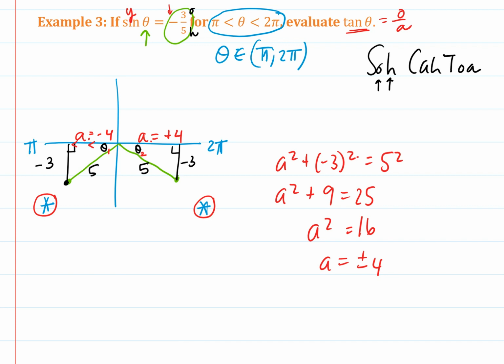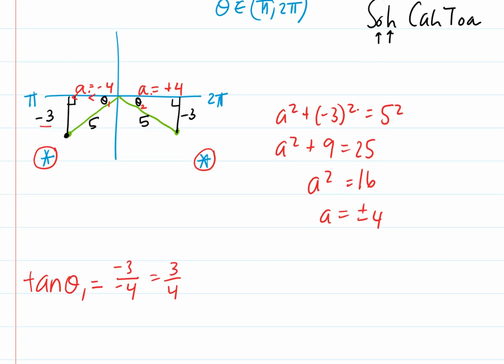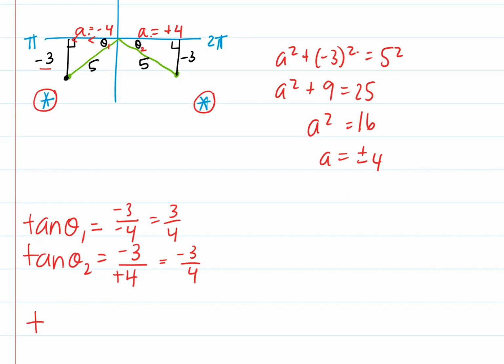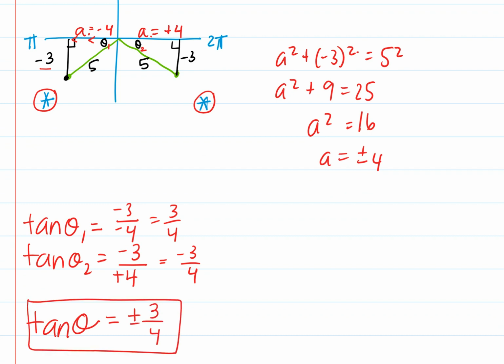So when we're saying what is tangent of theta, well, the tangent of theta 1 would be the opposite side, -3, over the adjacent, -4, which is 3/4. But the tangent of that other angle I drew would be the opposite, -3, over the adjacent, +4. So it's -3/4. So you can box these in here, your answers, or you could say more generally, since the angle could be in one of 2 possible quadrants, the tangent of theta would be either positive or negative 3/4.